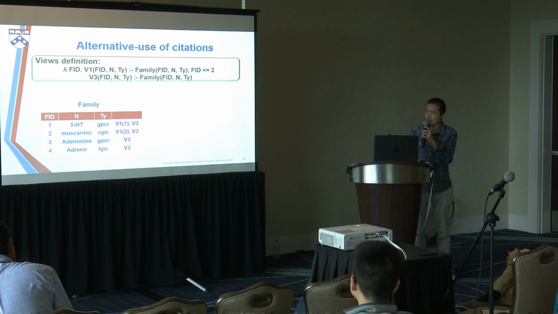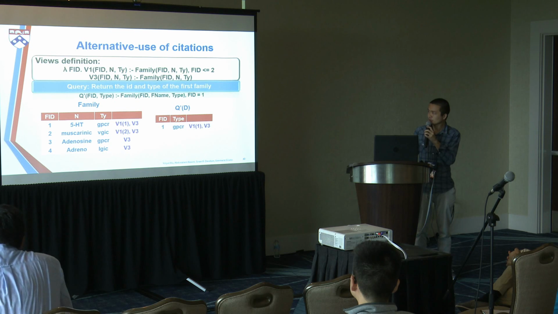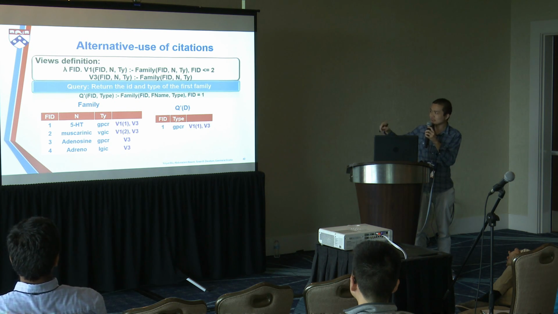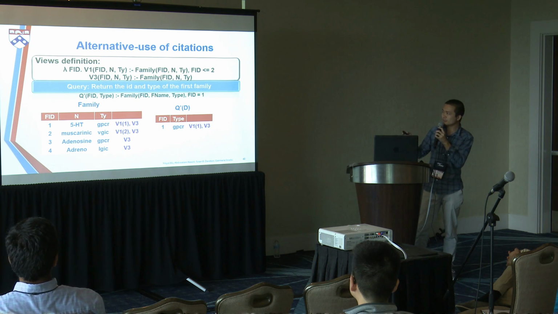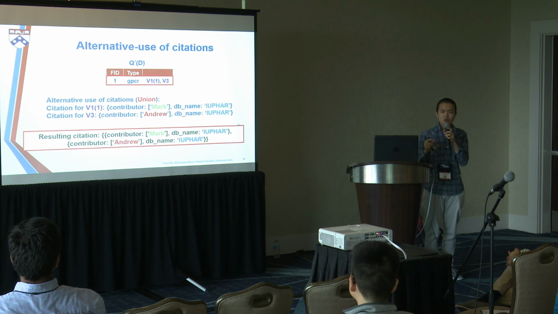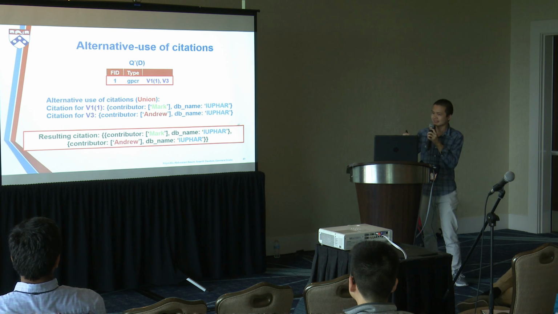The second case is alternative use citation. Suppose we replace the second view with another view which is defined over family relation and unparameterized. Given a query which is to return the ID and the type of the first family, the query result will only include one query tuple. For this query tuple, there are 2 annotations, which are both from one base relation, that is family relation. Here, we should alternatively use the citation information from those 2 annotations.